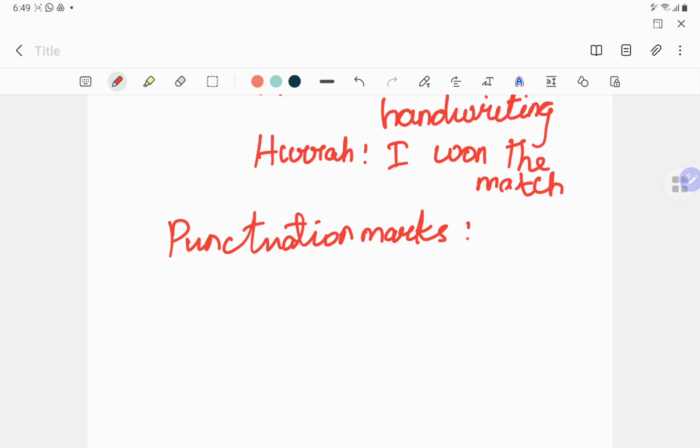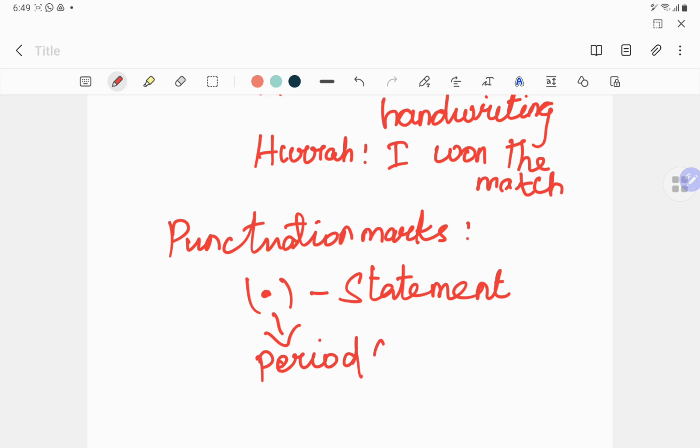Now, for what purpose am I teaching the punctuation marks to you? You can identify the types of sentences very easily by seeing the punctuation mark. For example, if you have the dot after the sentence, that comes under a statement. What is the another name for full stop? Period. So you can call the full stop a period or full stop.